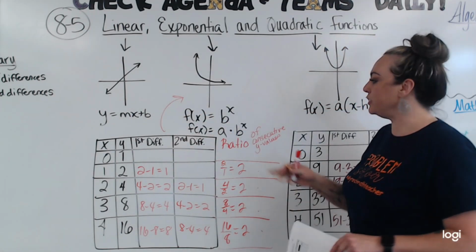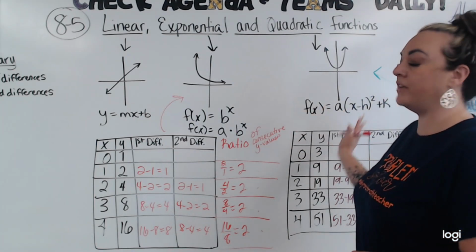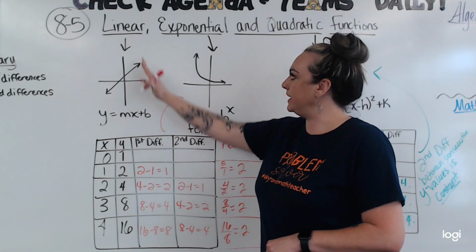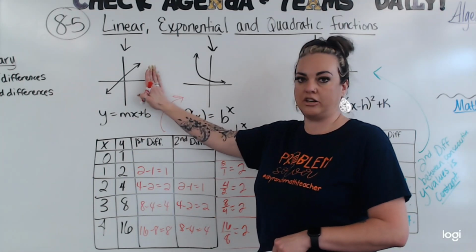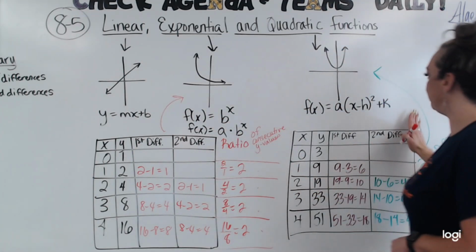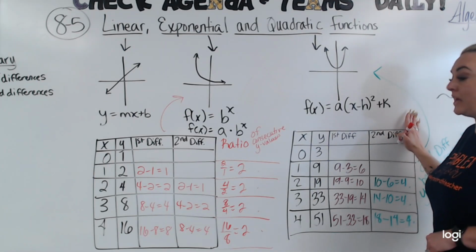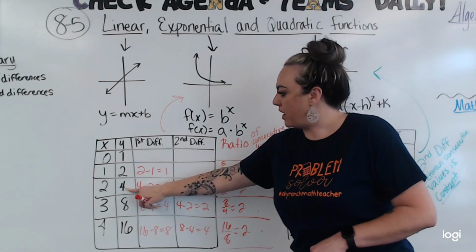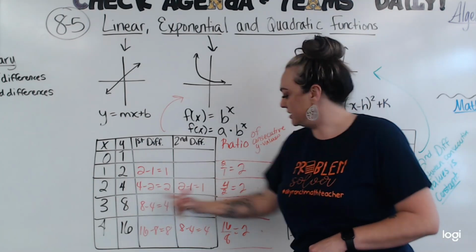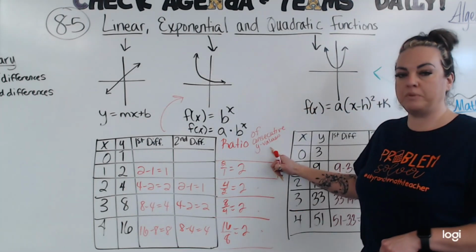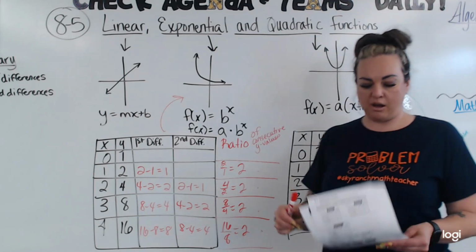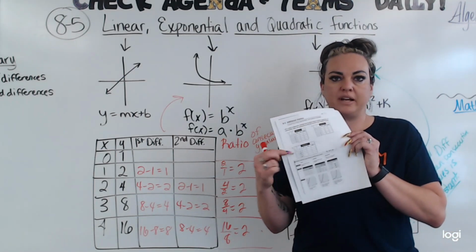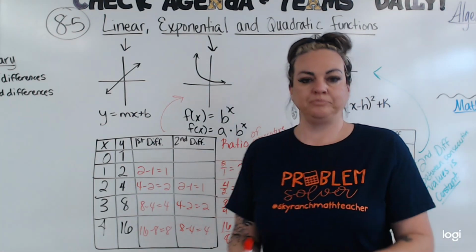So that's how you determine which kind of function it is. If you find the constant rate in the first difference, it's linear. If you find it in the second difference, it's quadratic. And if you don't see it in the first or second, but your ratio of y values is constant, it is exponential. So you're going to practice now on the back side with these tables, filling them in and identifying which type it is, and then you're done.